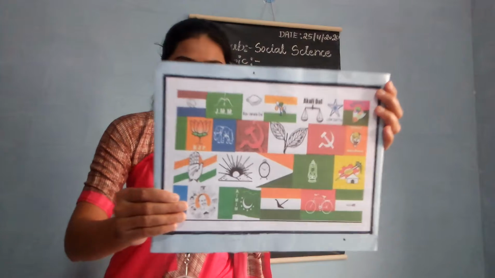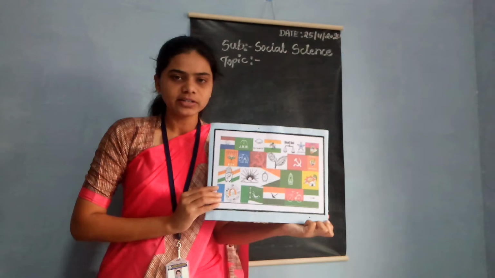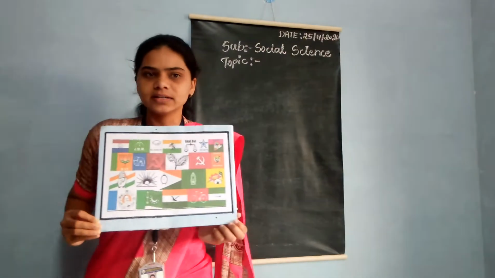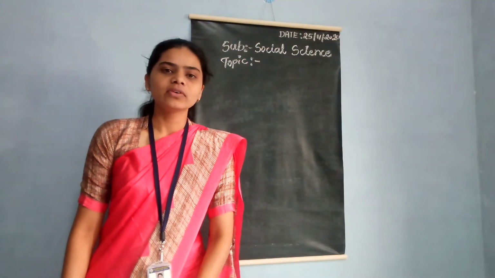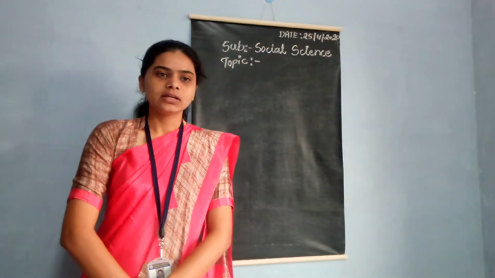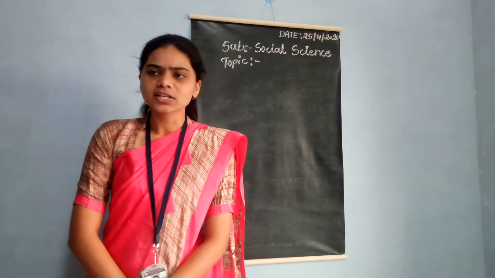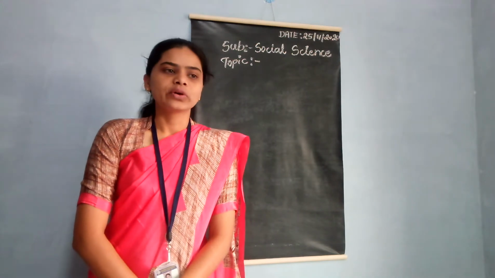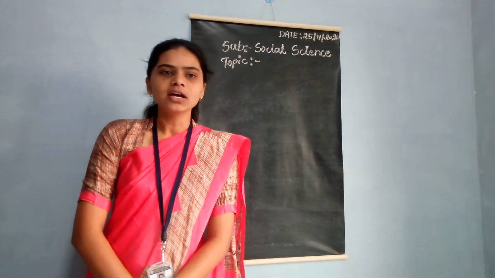See? What is this picture? This is the symbols of political parties. Yes. Okay, then tell me, where do they use these kinds of symbols? Yes, you're right. During the elections, they use these kinds of symbols. Then do you know the structure and functions of the election commission? No. Okay, children, in today's class, we are going to learn about the structure and functions of the election commission.